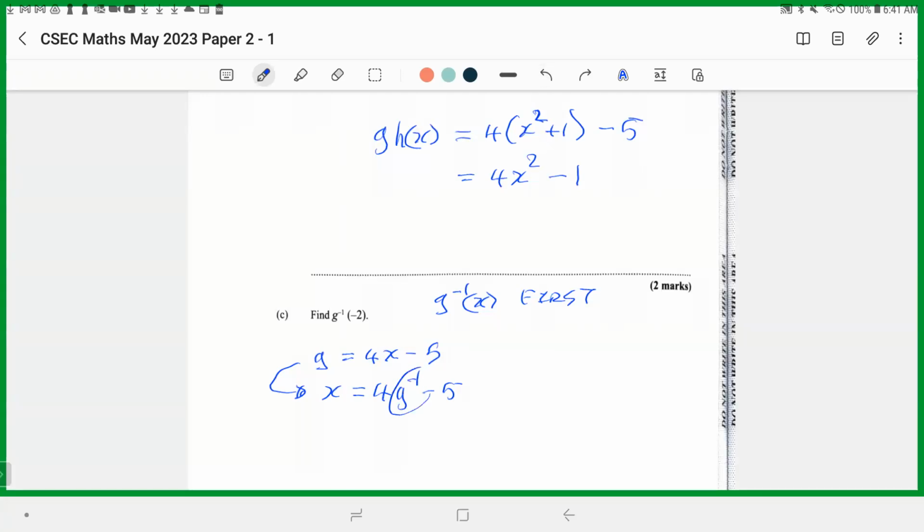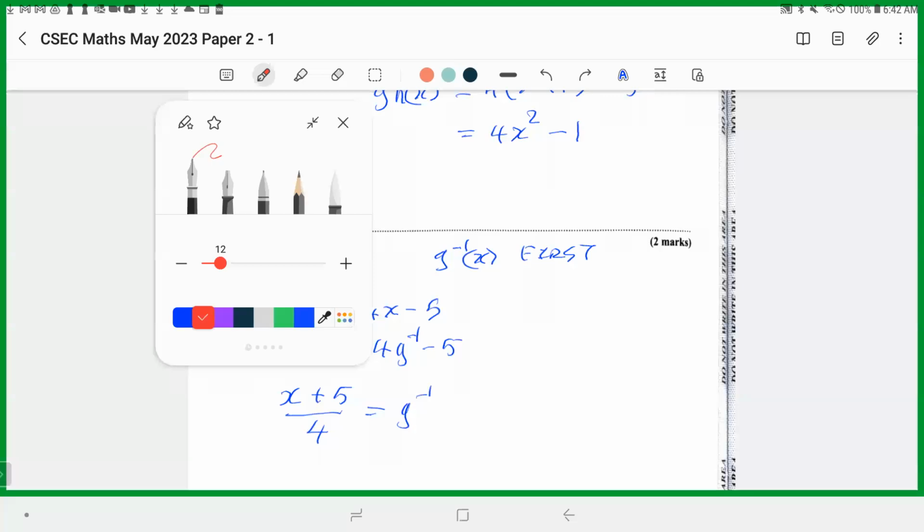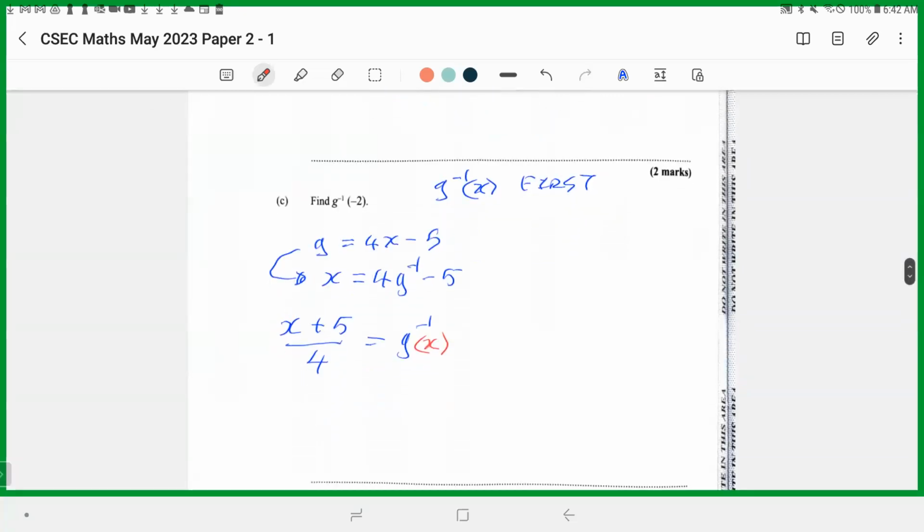So to make this the subject, I'm going to move this 5 first. It becomes x plus 5. And then I'm going to divide by this 4: x plus 5 over 4. That becomes my g inverse. And if I want g inverse of -2, it's just a matter of putting the -2 here now, because now I can put back the x in this. So it's just a matter of plugging the -2 in there.